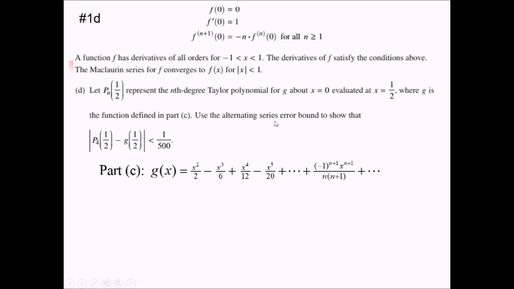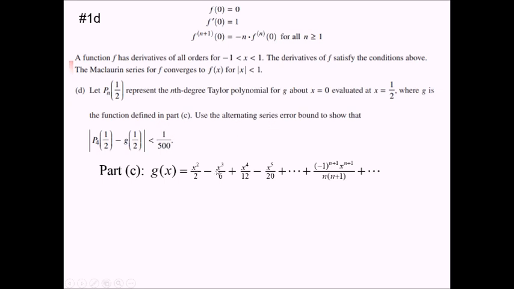They want us to use the alternating series error bound to show that the absolute value of p sub 4 of 1/2 minus g of 1/2 is less than 1 over 500. Basically, they're asking us for the error bound if we use a fourth degree Taylor approximation at x equals 1/2, because it's p sub 4. Okay, so we don't actually need to show them what the approximation is. We just need to show that the error is less than this 1 over 500.